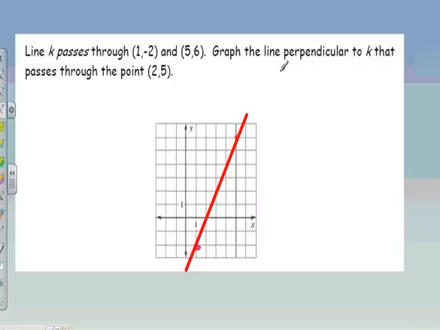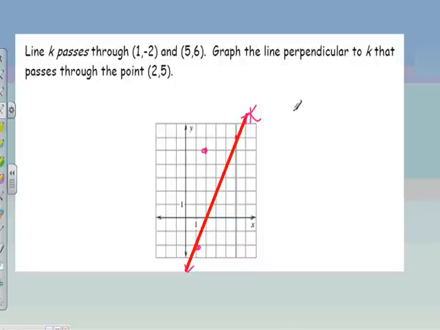Okay, and we need to graph a line that is perpendicular to K here. Make it a line with some arrows. And it needs to pass through the point 2, 5. So 2, 1, 2, 3, 4, 5. All right. So I could just kind of try and eyeball it, but we need to be absolutely certain.